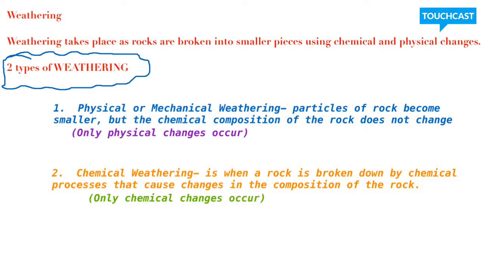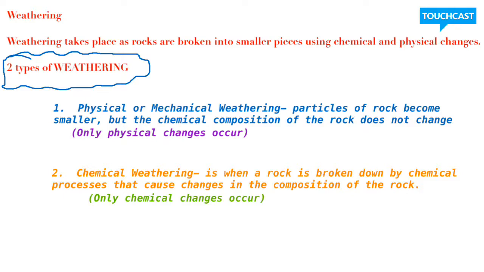So weathering takes place as rocks are broken down into teeny tiny little pieces using chemical and physical changes. There are actually two types of weathering. We have physical or mechanical weathering. Remember, physical and mechanical mean the same thing, just like when we were talking about digestion. All it is is that you get rock that becomes smaller and smaller and smaller, but the chemical composition, how it's made up, how the atoms are arranged, is still exactly the same because it's only going through physical changes.